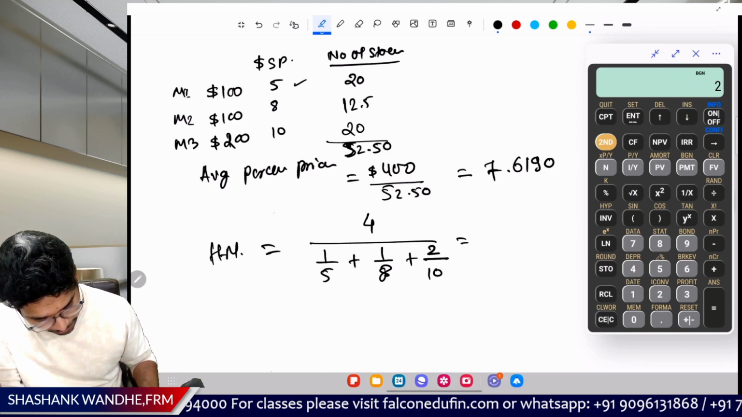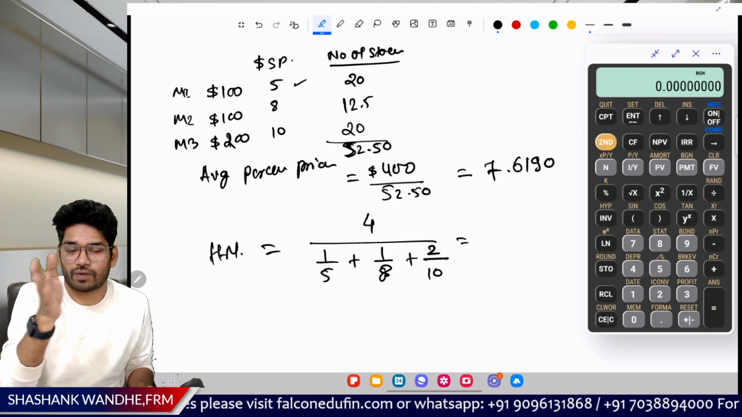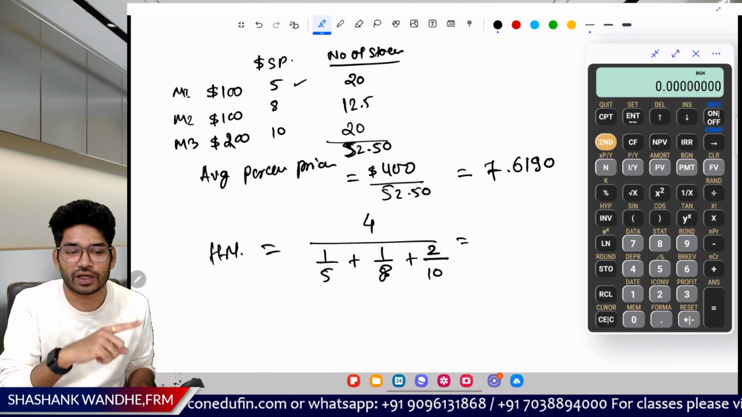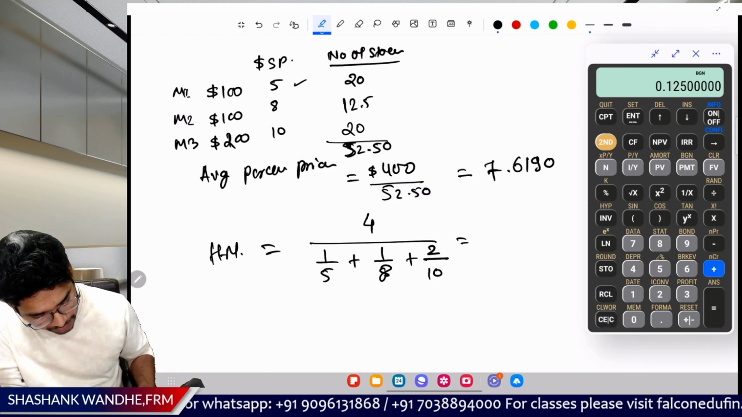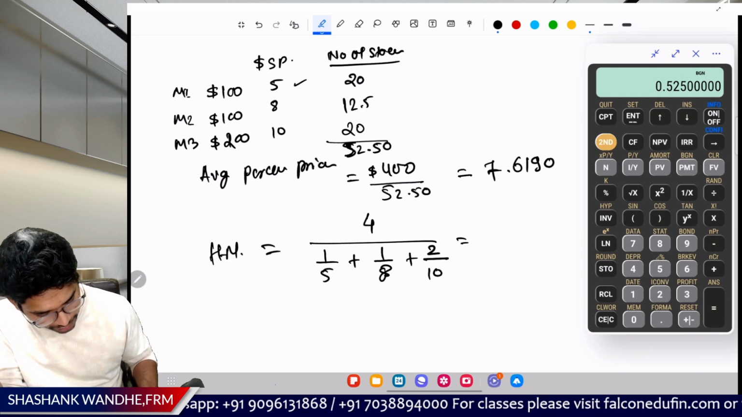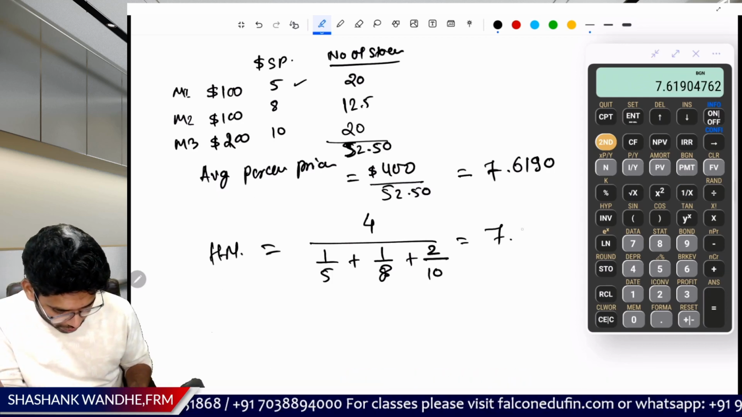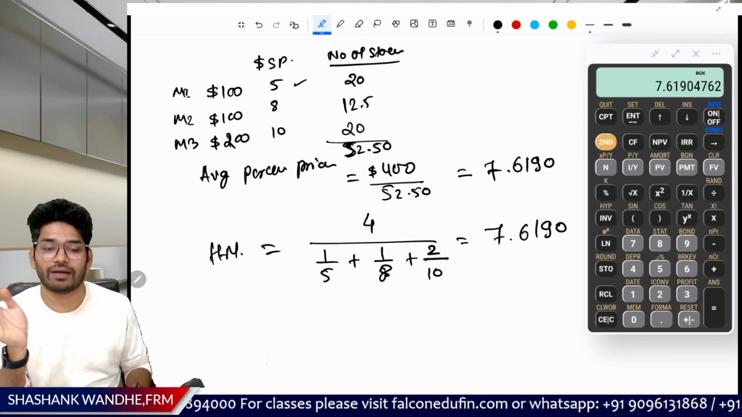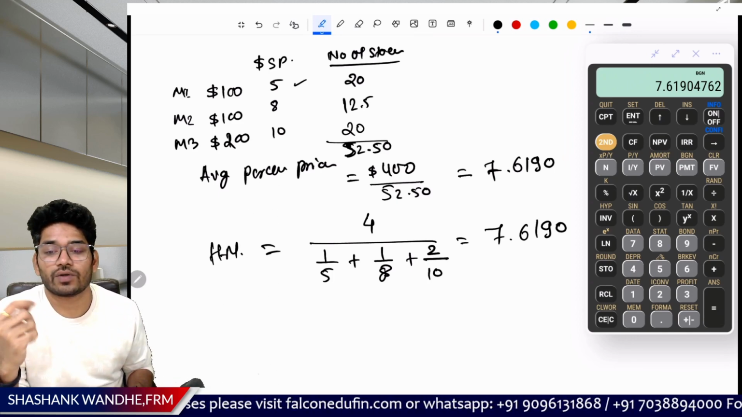So 2 divided by 10, STO 3, because in storage 1 and memory 2 we already have our 1 by 5 and 1 by 8. So I simply change the third value only. Now recall 1 plus recall 2 plus recall 3, whatever is the answer, take 1 by x and multiply it by 4. And magic, we have exactly the same value, 7.6190. So this is how you can use the harmonic mean.